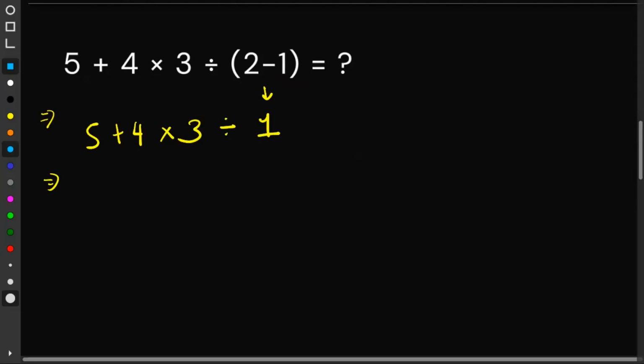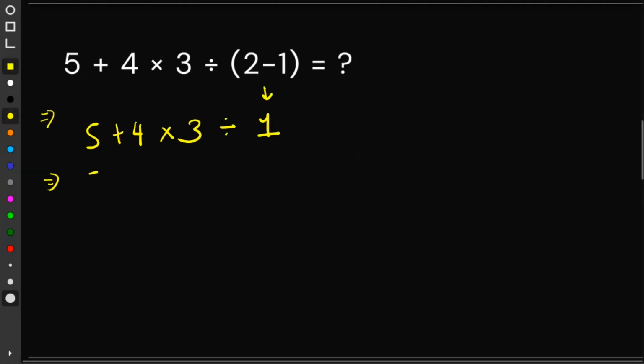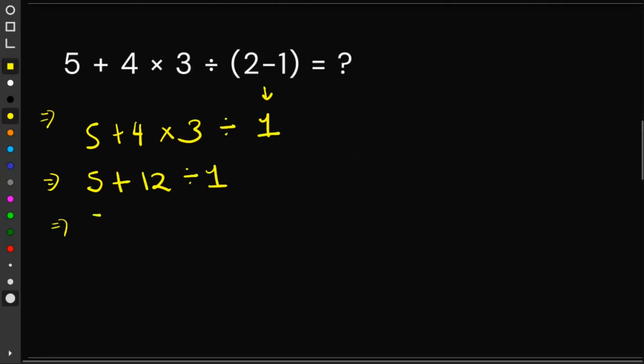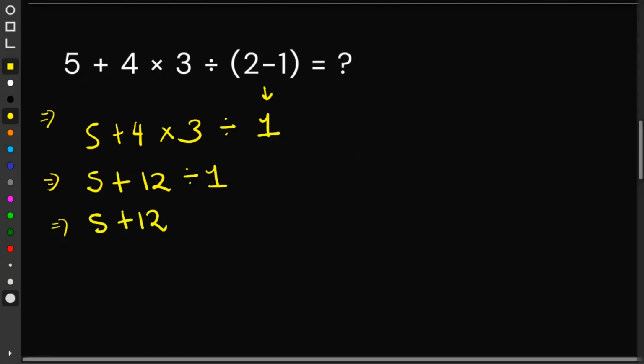Since we go from left to right, we have this one first. So that would give us 5 plus 12 divided by 1. Then since 12 divided by 1 would give us 12, we have 5 plus 12, or simply 17.